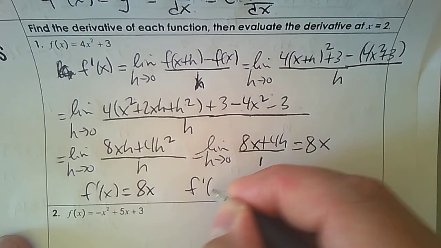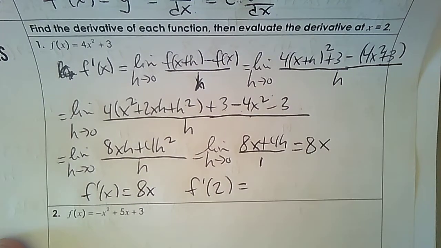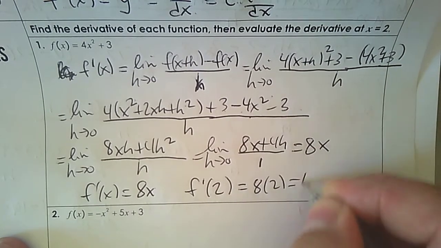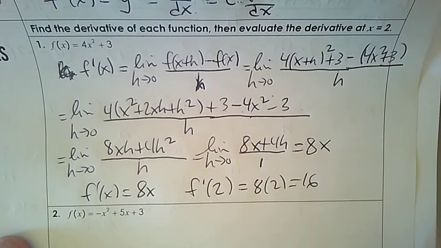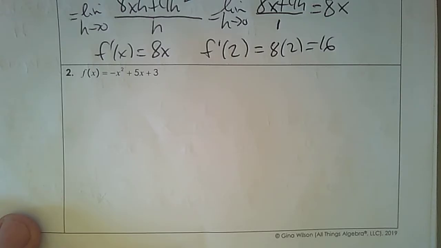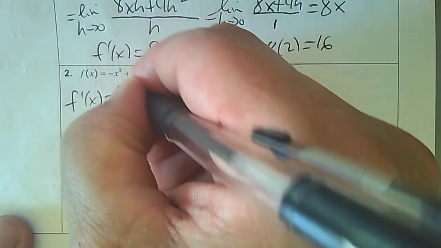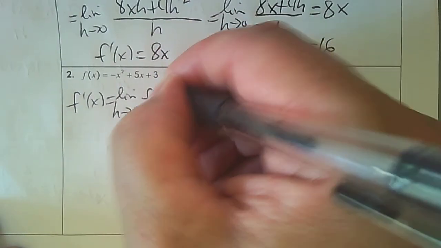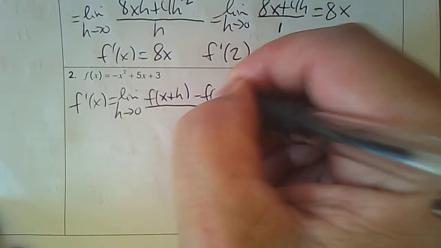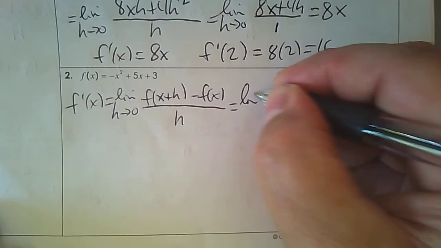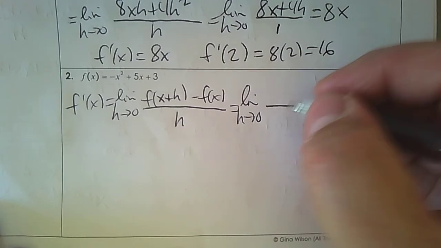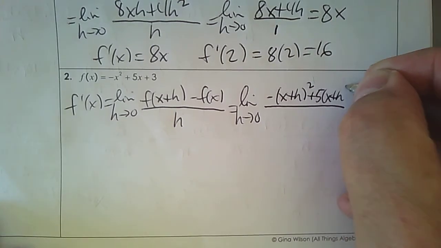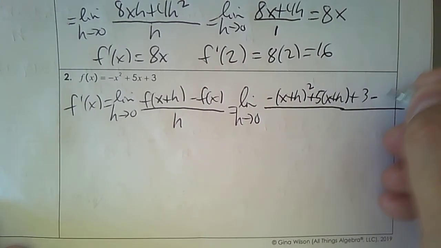All right, let's try that again. Number 2. How do I find the derivative? It's the limit as h approaches 0, and it's f at x plus h, subtract f at x, all over h. Plug in x plus h for x, subtract the function, all over h. Let's do some algebra, and we're doing it together, so we're good.